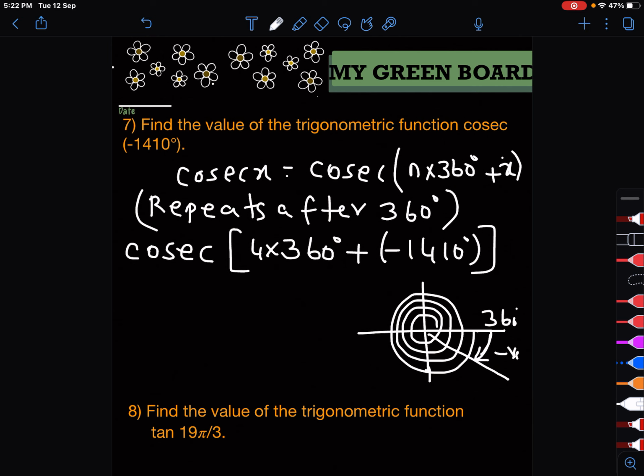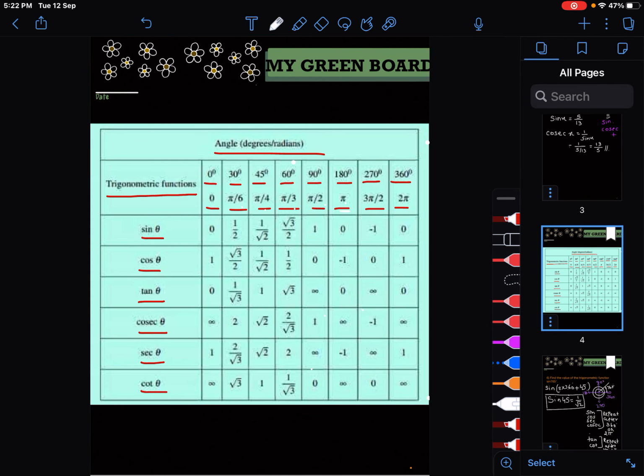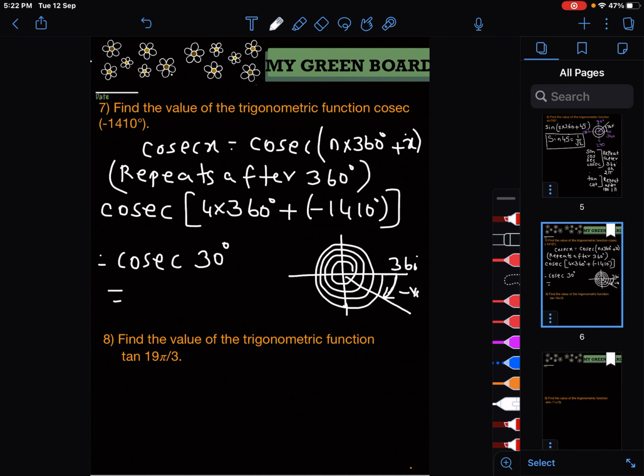Now 4 into 360, because it repeats after 360, we need to take the multiples of 360 and see the nearest, subtract it from 1410. So we'll be getting cosec 30 degree. So the value of cosec 30 degree from the table is 2. Okay, got it? So your answer would be 2. Okay children? Okay, let's go to the next question so that you will be getting some more practice of this.